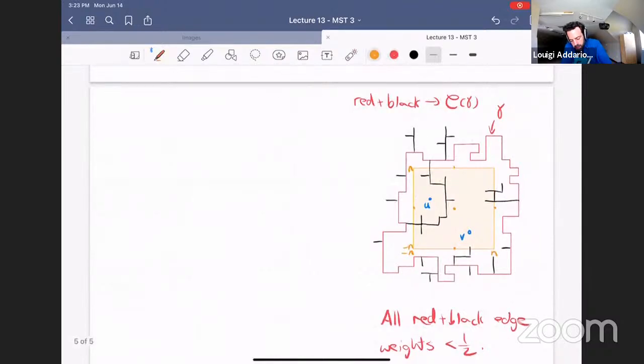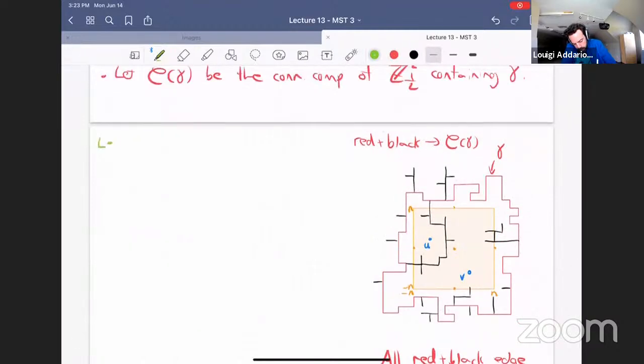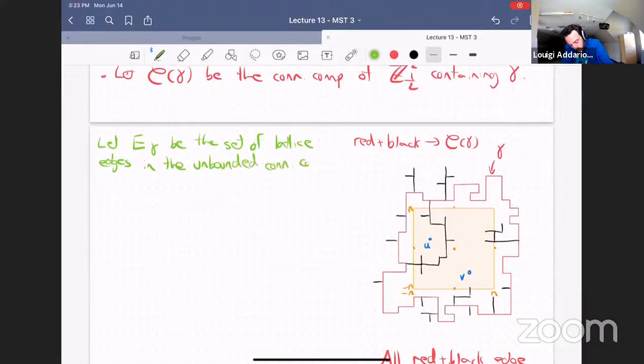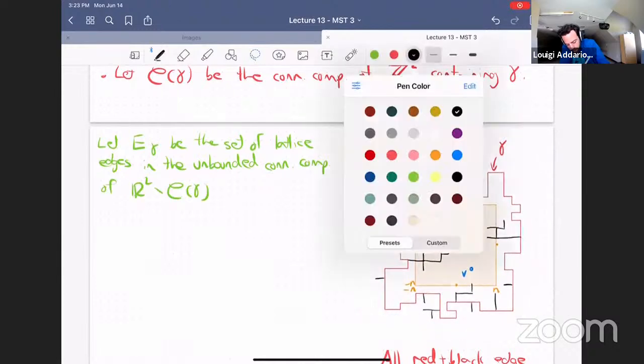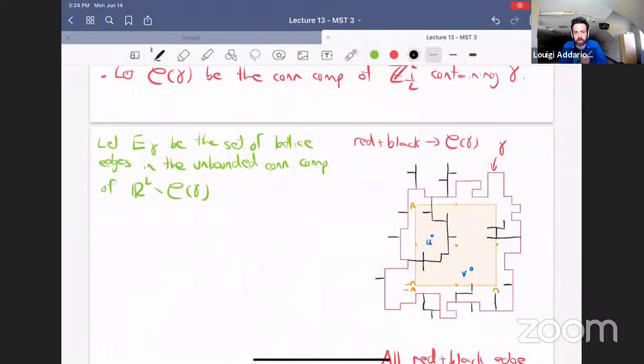And now let me give myself one more definition and a new color to go with it. Let E gamma be the set of lattice edges in the unbounded connected component of R2 when this component C gamma is removed. Okay, so maybe I'll make my picture just very slightly more involved by adding one edge.